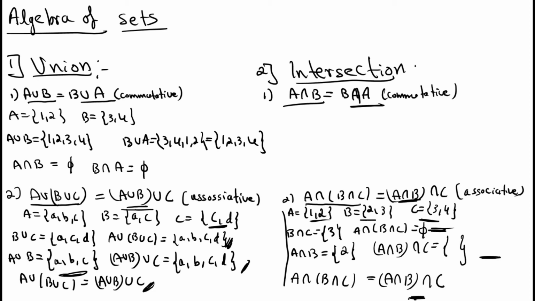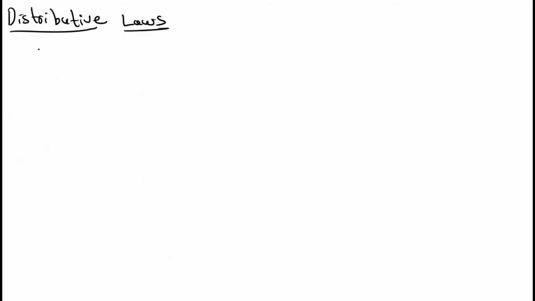Commutative property means A union B is equal to B union A, and A intersection B is equal to B intersection A. Associative property means (A union B) union C is equal to A union (B union C). Next, distributive laws. First distributive law is A union (B intersection C) is equal to (A union B) intersection (A union C).